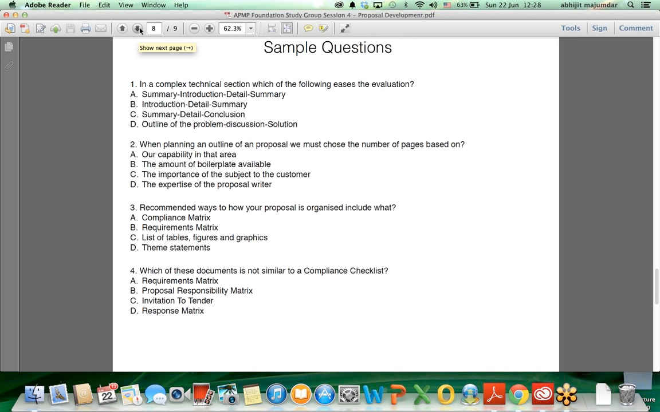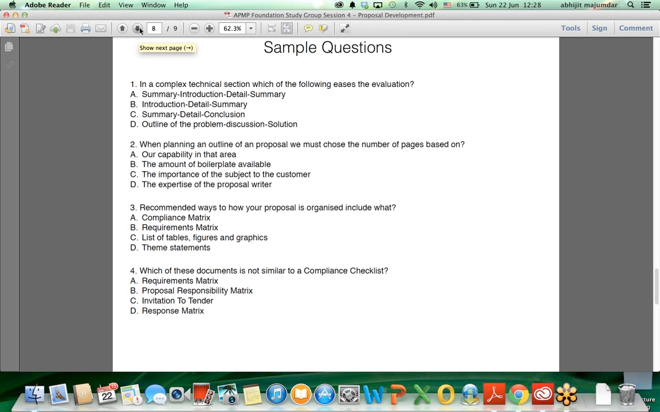The next question: when planning an outline of a proposal, we must choose the number of pages based on, that's very specific, the importance of the subject to the customer. It should not be that we have a huge capability in that area, so we will write a huge number of pages. Not necessarily. It has to be based on the importance of the subject matter to the customer.